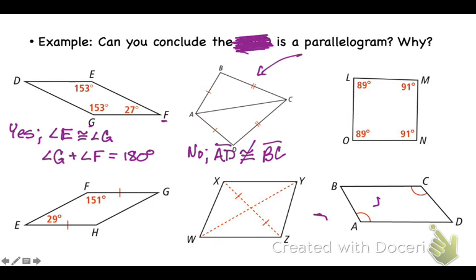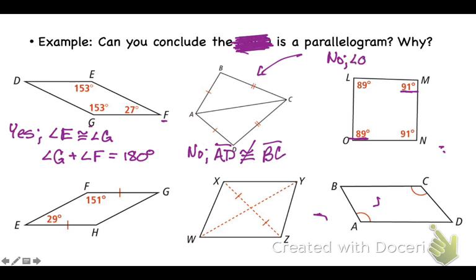Okay. Now, LMNO. Is this a parallelogram? No. Henry says no. What do you think, Sam? No. Why do you think no? Because O and M aren't congruent to each other. O and M are not congruent. L and N are not congruent. So we have no. There's another reason why, too.